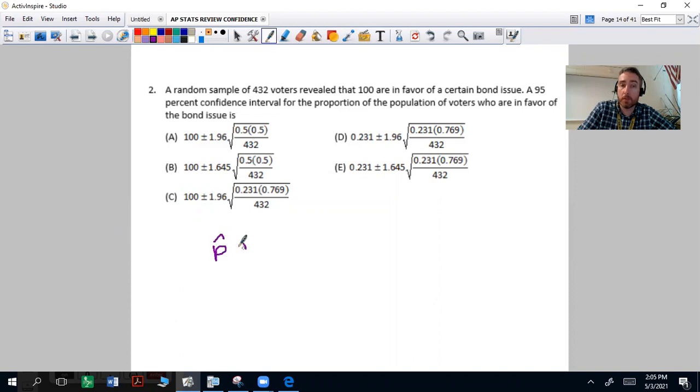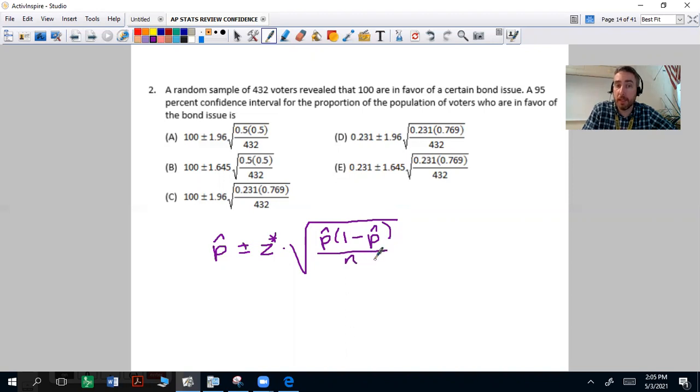Sample proportion plus or minus your z star, that's your critical value, times your standard error, which from your formula sheet looks like this. You see the square root, under the square root p hat, parentheses 1 minus p hat, divided by n. So that's what that looks like.